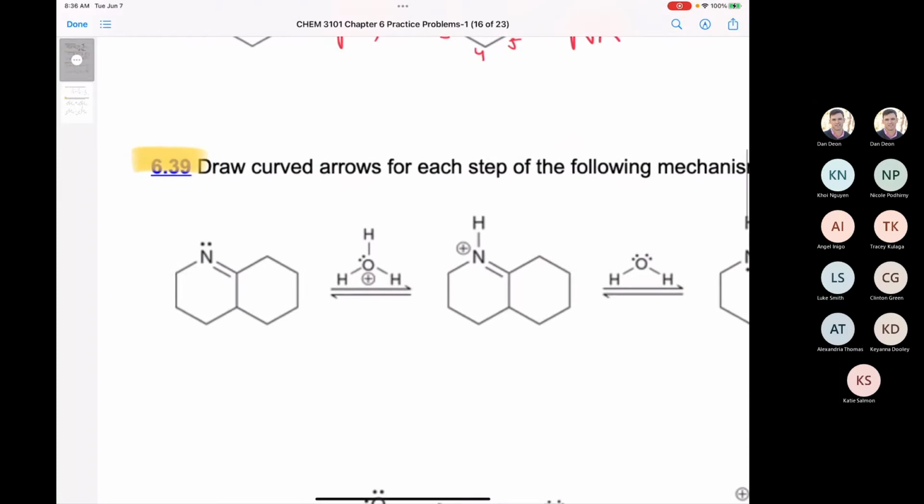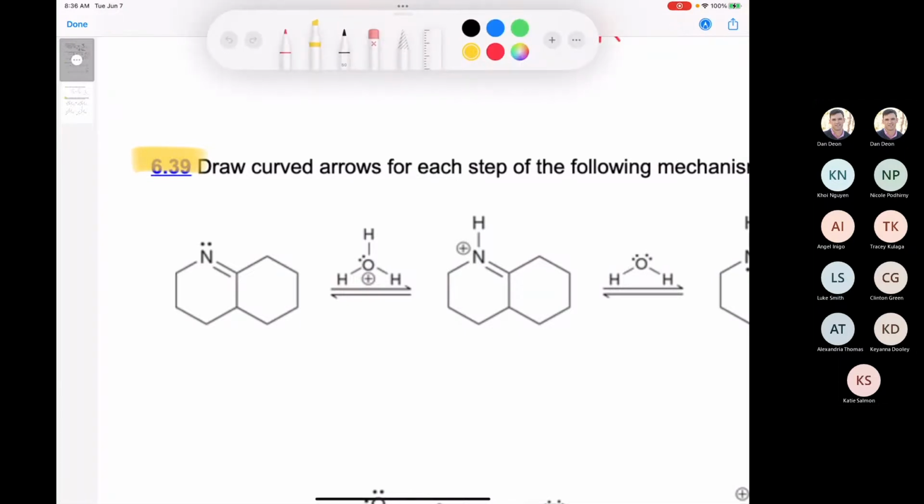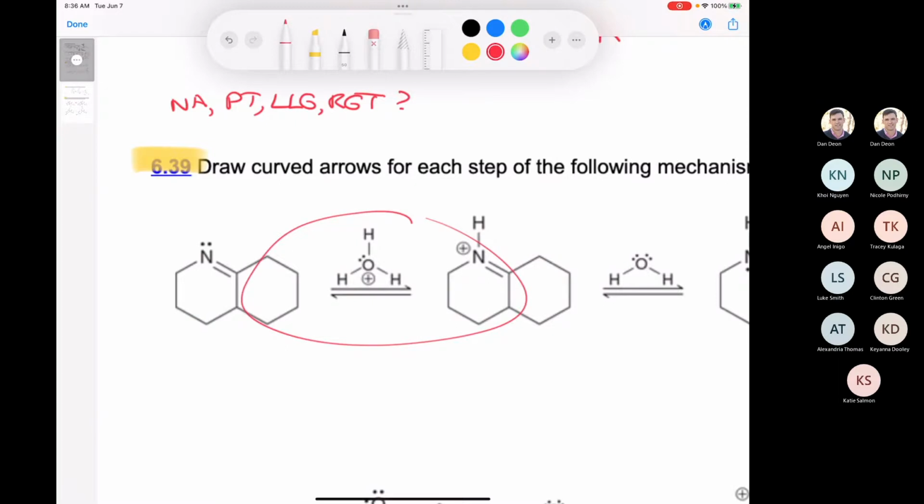So let's start with this first reaction here. We can see that this is in equilibrium, which is neither here nor there. We're just worried about drawing the curved arrows. What's happening here is that we're going from this compound, where we have a nitrogen that's got 3 bonds and 1 lone pair, therefore it has no formal charge, to a nitrogen with 4 bonds and no lone pairs, therefore it has a +1 charge. Could anybody tell me what's happening here? Is this a nucleophilic attack, a proton transfer, a loss of leaving group, or a carbocation rearrangement? And this is the first step right here.